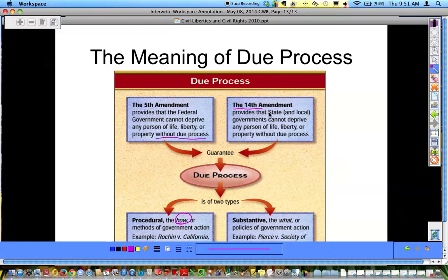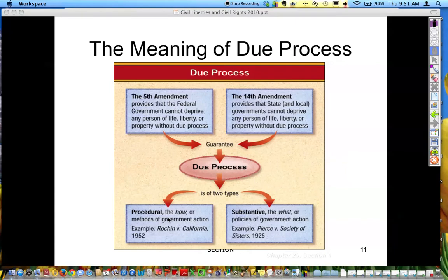The 14th Amendment also says that state governments, this is federal or national, that state governments cannot deprive any person of life, liberty, and property without due process. So this is the guarantee of the Due Process Clause. I want to look at the portion that deals with really the interpretation of due process.